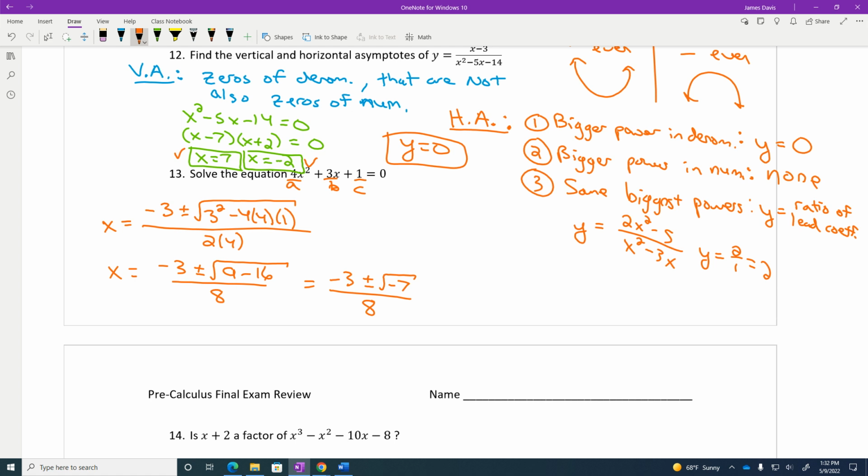So this one doesn't have any real solutions, right? Because it's got a negative inside of there. The only other thing we can do with this is bring that negative out and make it an i. And then also you could verify this on your calculator as well, because if you plug it in, you'll see that there's no places where it actually crosses the axis.